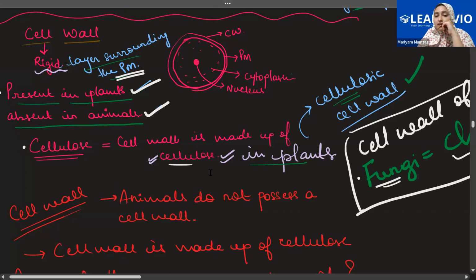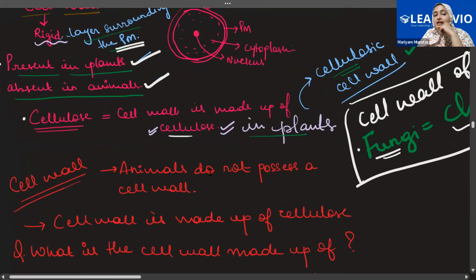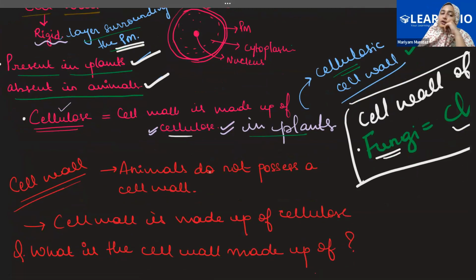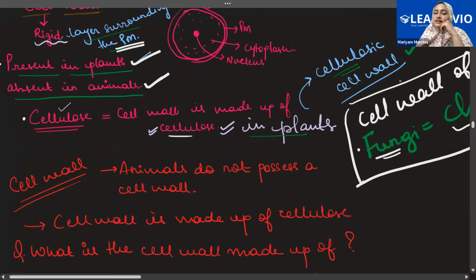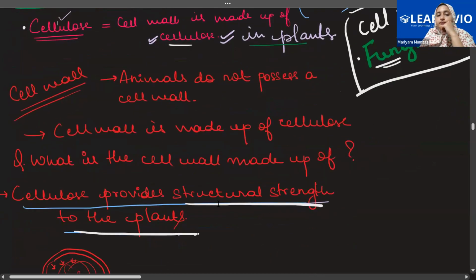Now, the cell wall in the case of plants is made up of cellulose. Cellulose is again an organic component. And because of this very reason, the cell wall of plants is known as cellulosic cell wall. It tells us that it is made up of cellulose. Always remember that animals do not have a cell wall.